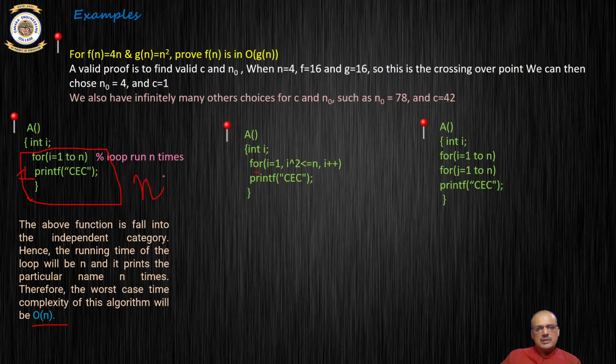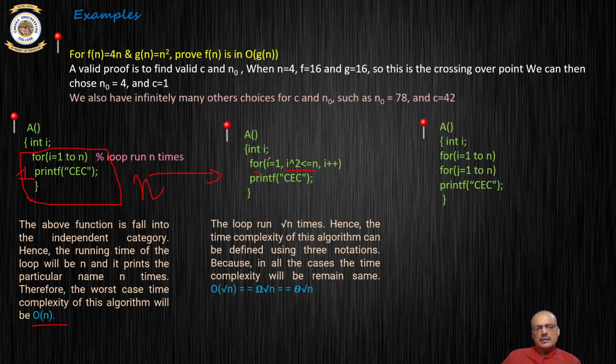Look at this piece of code. It's almost the same thing, but here instead of an increment of 1, the increment actually happens differently. We say for I is equal to 1 while I square is smaller than n, for some value of n, and I plus plus. So here what actually happens is that the loop runs square root of n times. When this condition is satisfied, I is nothing but square root of n.